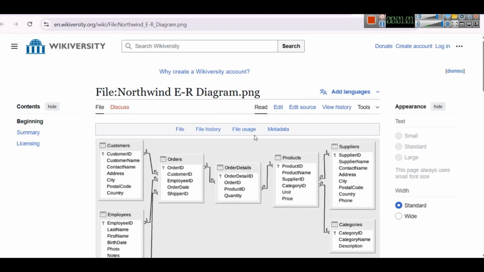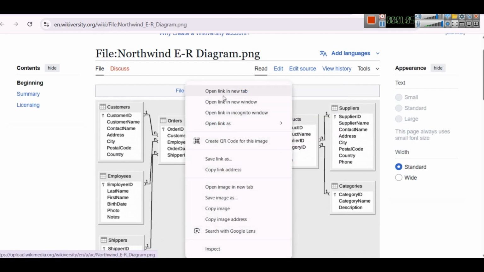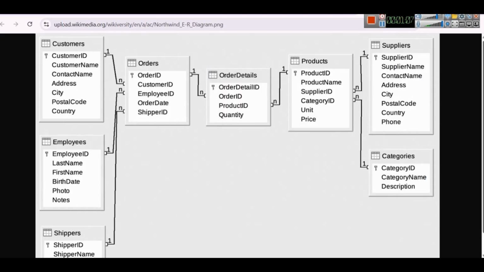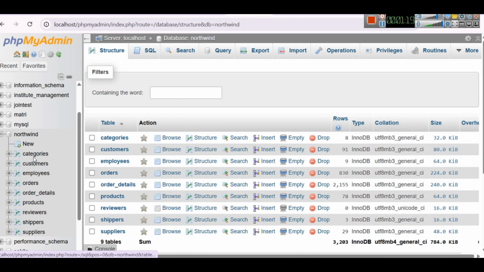This is very close to the database that we already have. So you will open the link here. Now this shows us that a database is a collection of n number of tables. And what are those tables? Those tables are categories, customers, employees, orders, etc.